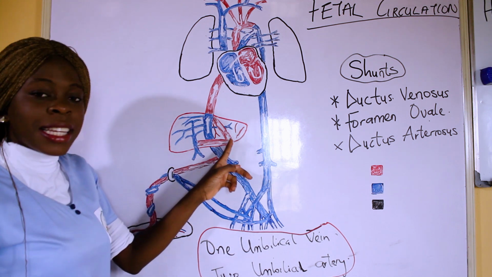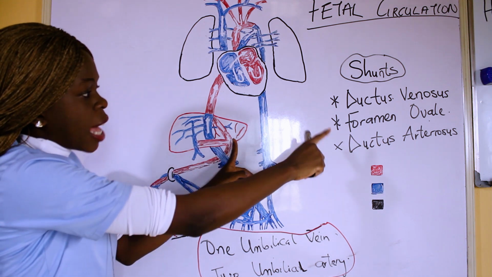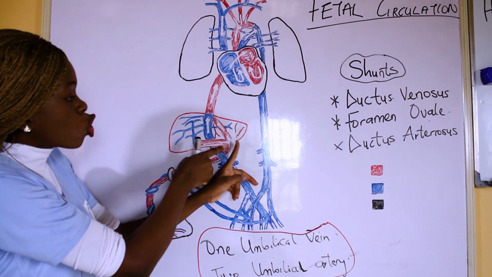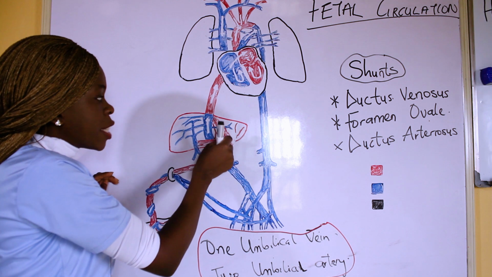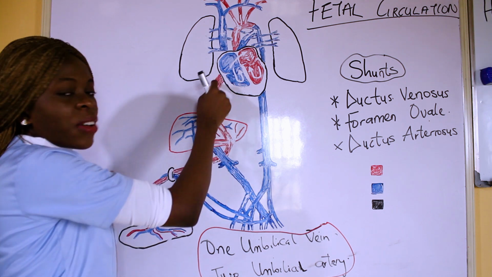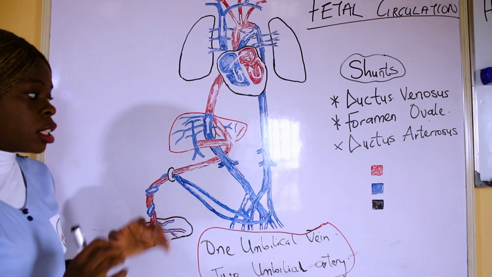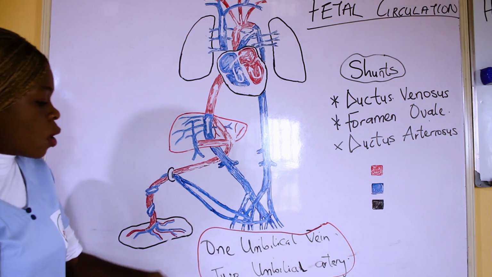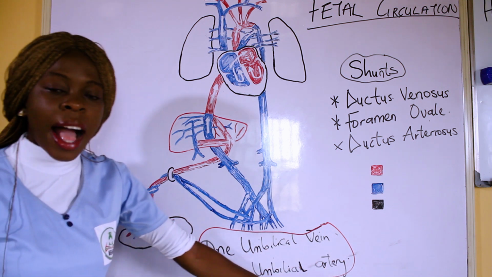Then at the liver, some blood is shunted away. The ductus venosus helps to shunt blood from this umbilical vein to the liver, and the remaining goes to the inferior vena cava. Let me go over it again. We said that the fetal circulation has three blood vessels generally that are working. It has one umbilical vein and two umbilical arteries.